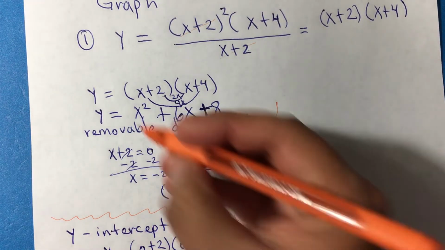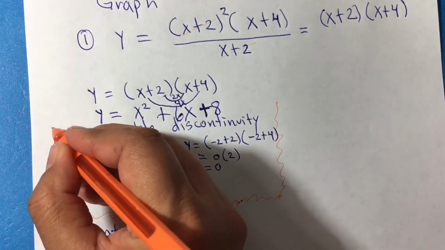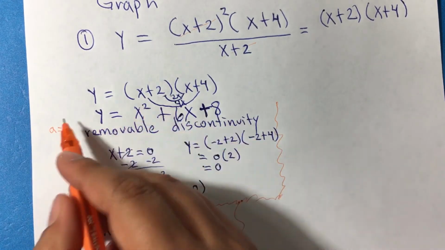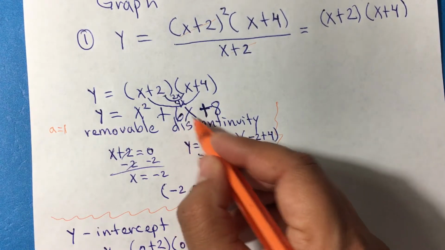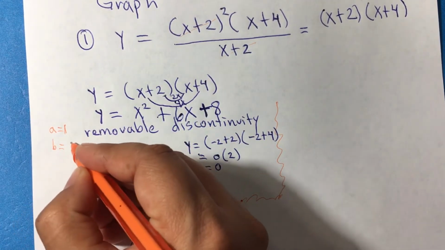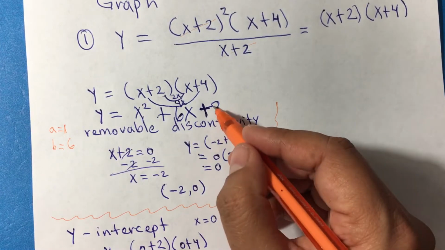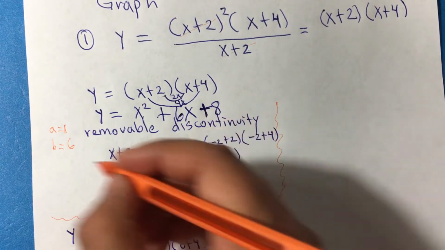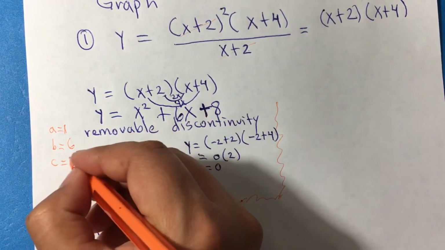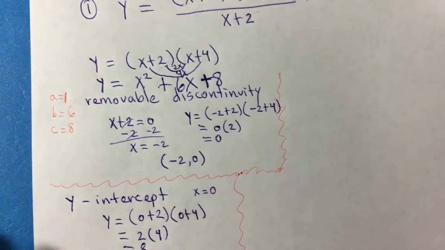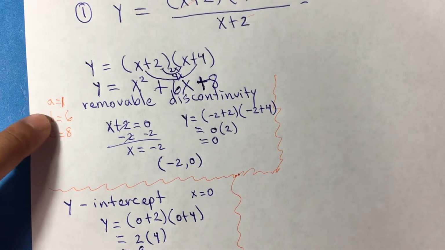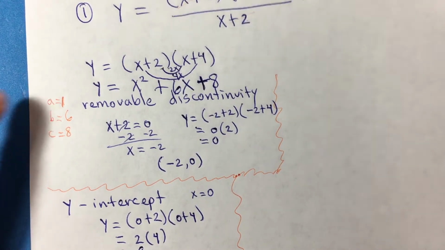Remember that the coefficient of x squared will be the value for a, which is 1. The coefficient of x will be b, which in this case is 6. And the constant will be c, so it's 8. For that formula, we only need b and a. So b is 6, a is 1.